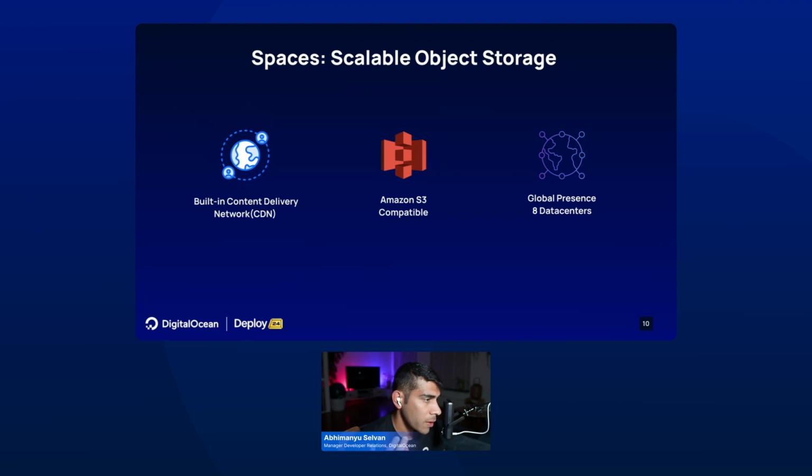So Theo offers a robust object storage solution called Spaces with built-in CDN capabilities. It ensures fast and reliable content delivery. And it's fully compatible with Amazon S3 buckets. So if you have some workloads running there, feel free to. The migration is quite straightforward and quite simple.